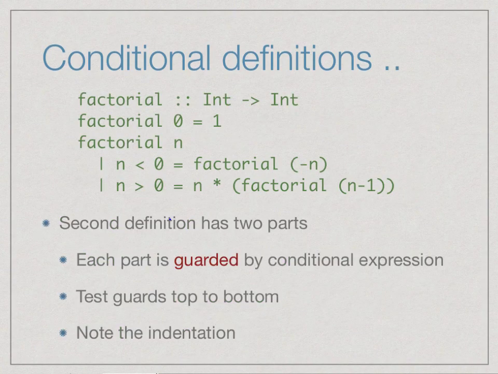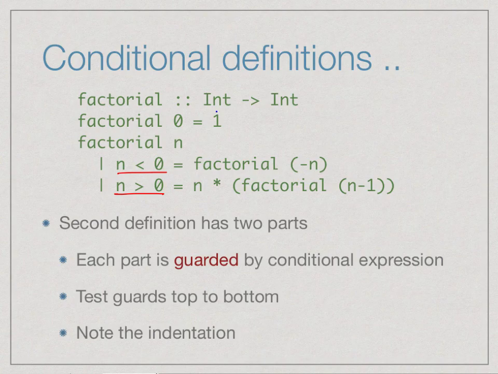So the second definition has two parts. Each part is guarded. These are called guards. It's like a watchman or a security guy saying, can you use the definition? Prove what your value is. Only then can you go forward. And we check the guards from top to bottom, and we use the first guard that works. In this case, only one of them applies: if n is not 0, then either n must be less than 0 or n is bigger than 0.